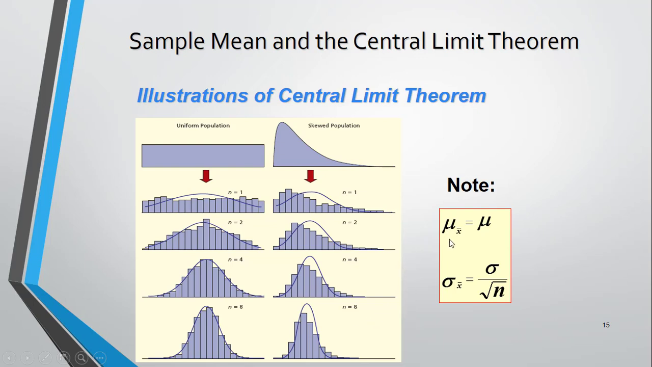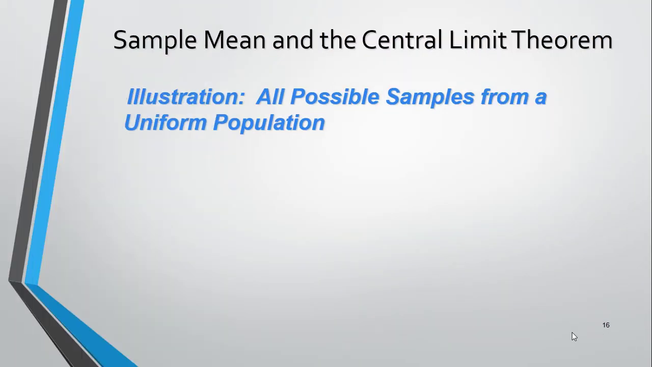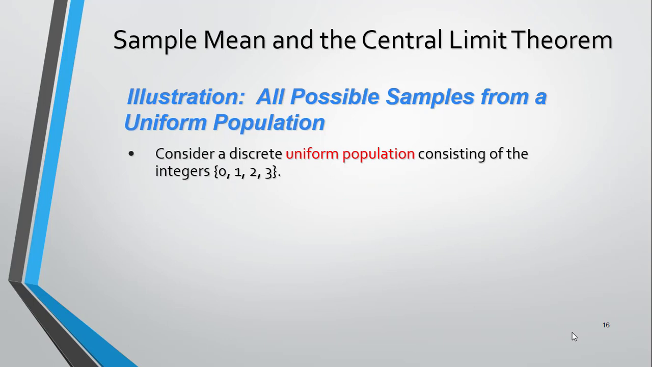So the mu of x bar is mu, and the standard deviation is sigma over the square root of n. As you see, the larger the n, the sample size, the smaller the standard deviation, so the narrower the peak. Okay? Let's take an example here.